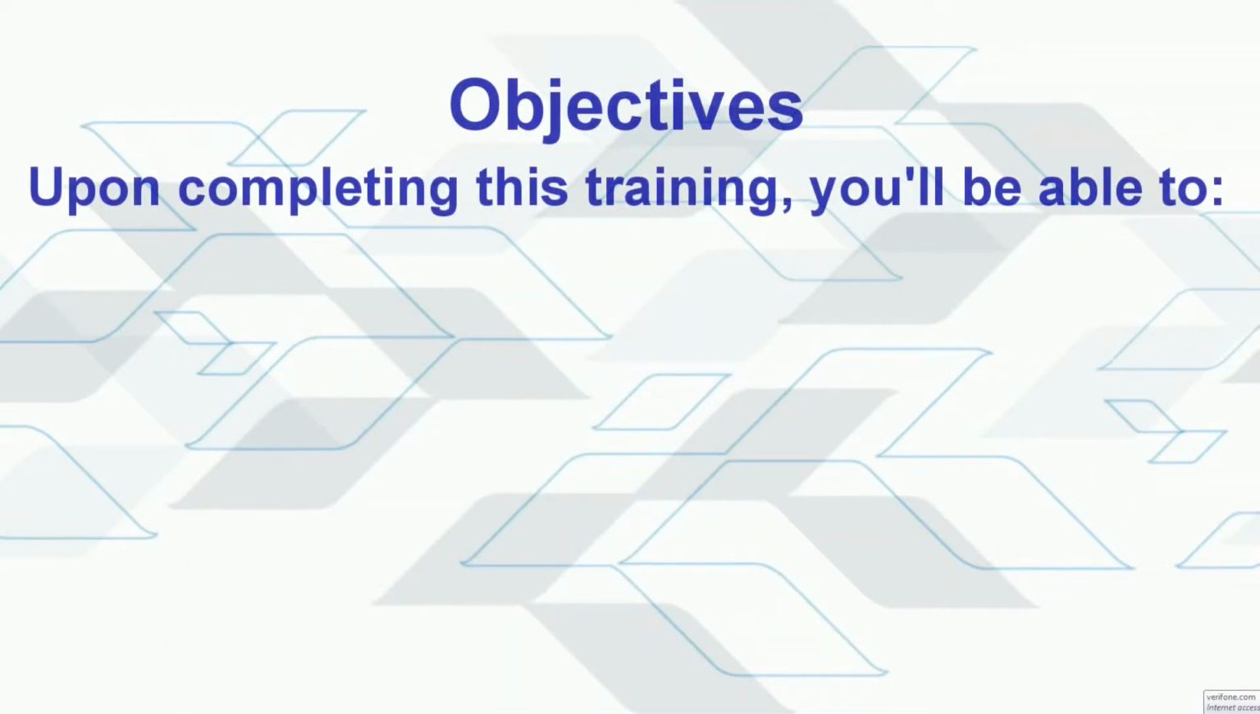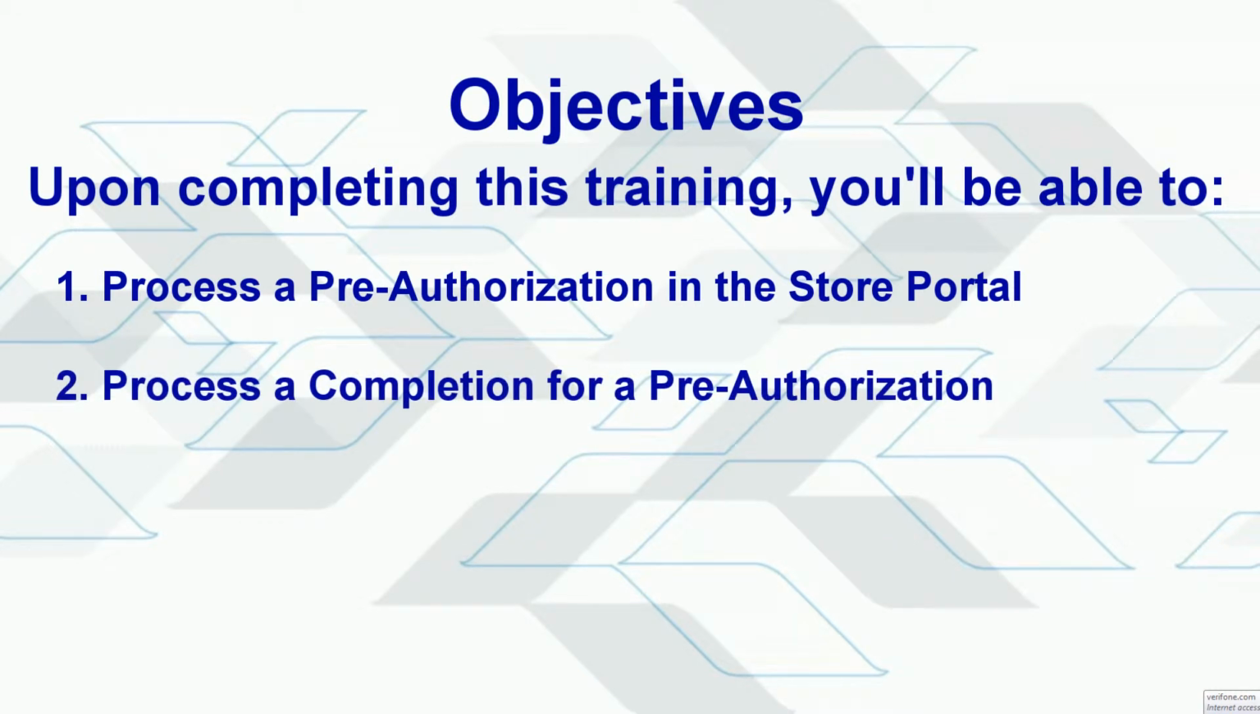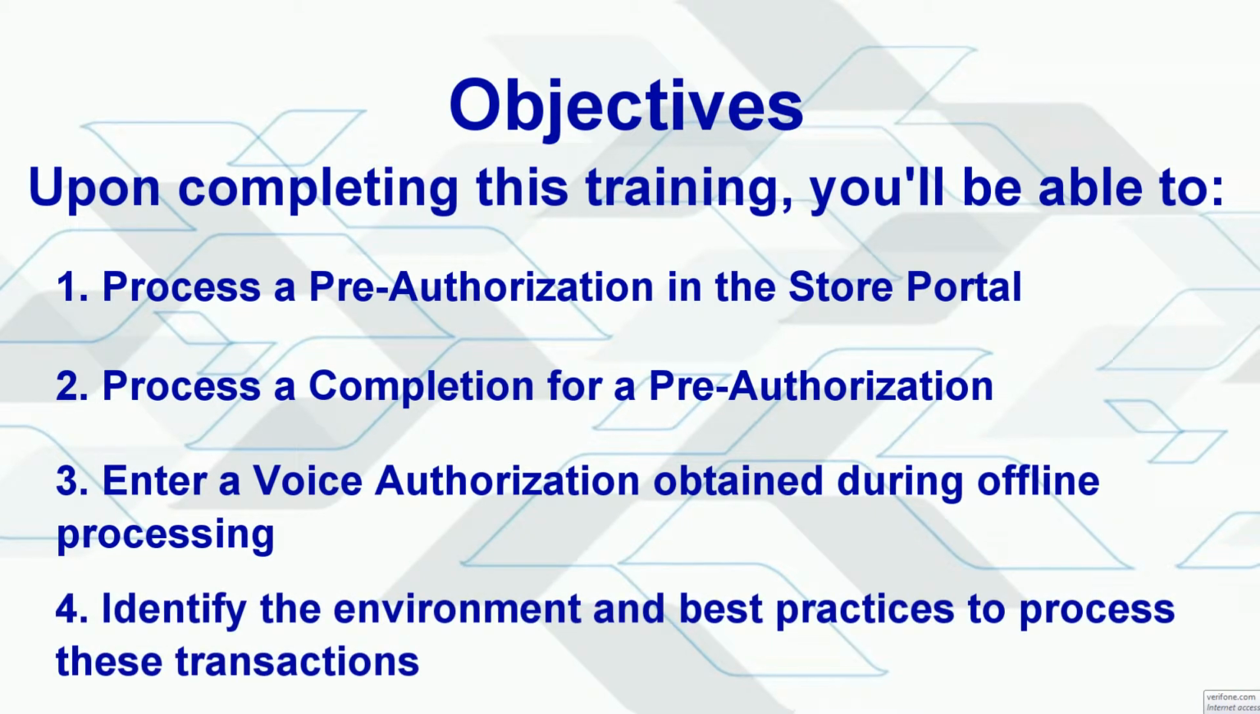Here are your training objectives. Upon completing this training, you'll be able to process a pre-authorization directly in the store portal. You'll also be able to process a completion for a pre-authorization, and you'll be able to enter a voice authorization obtained during offline processing, and identify the environment and best practices to process these specific transactions. Now let's start off by talking about pre-authorizations.